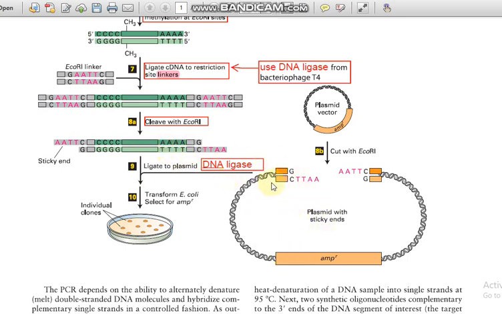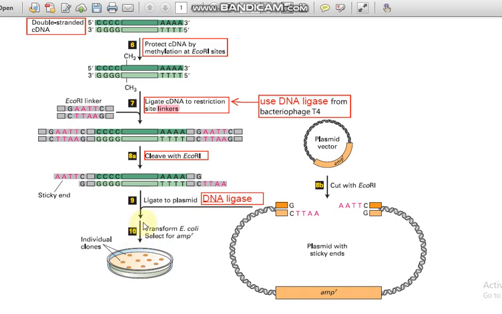Now this whole structure is transformed into E. coli cells. When this resulting structure is introduced into E. coli cells, they generate individual colonies. You can see these colonies here. These are the colonies of E. coli cells, and each colony carries a complementary DNA derived from a single mRNA.